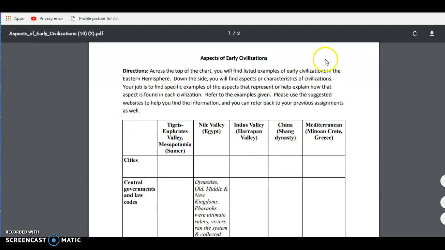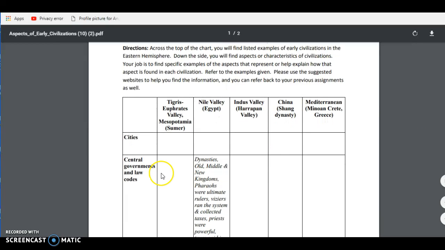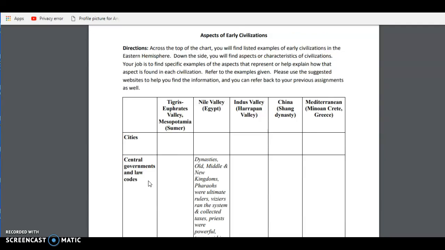Aspects of Early Civilization. Directions. Across the top of the chart, you will find listed examples of early civilizations in the Eastern Hemisphere. Down the side, you will find aspects or characteristics of civilizations. Your job is to find specific examples of the aspects that represent or help explain how that aspect is found in each civilization. Refer to the examples given.